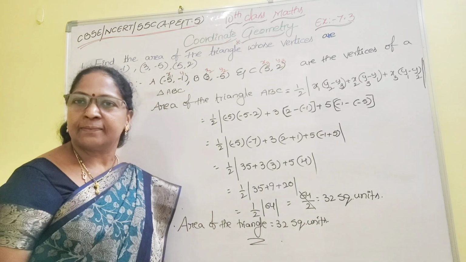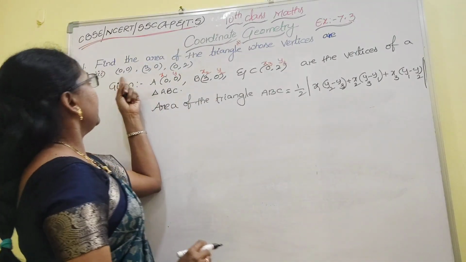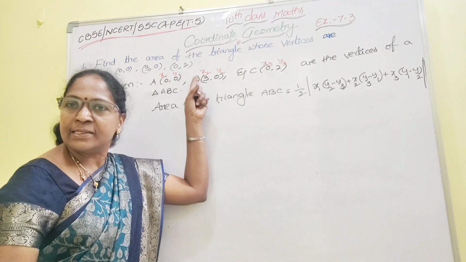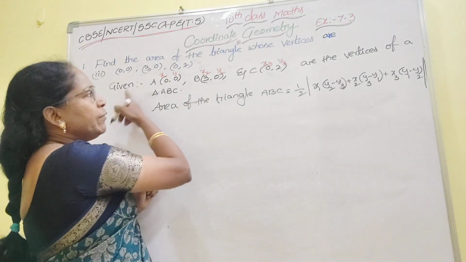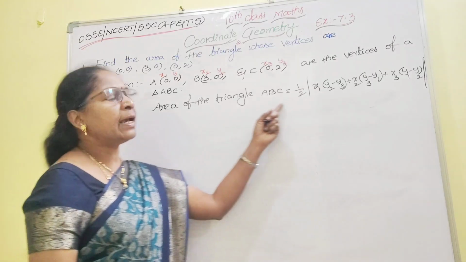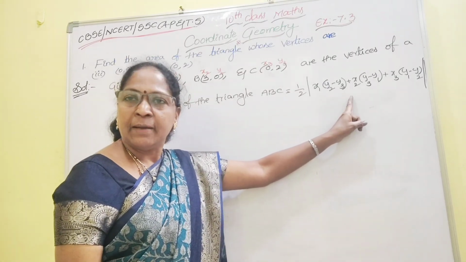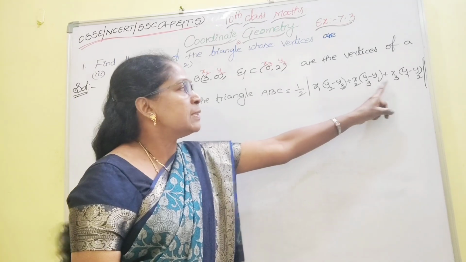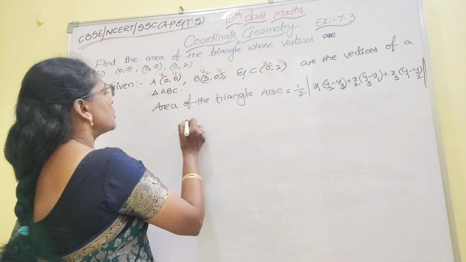This is the answer. Next bit in this problem, again three vertices. These three are the vertices of a triangle. Again you have to find out the area of the triangle. Write down: given A, B, C are the vertices of a triangle, and area of the triangle ABC equals half modulus x1 into (y2 minus y3) plus x2 into (y3 minus y1) plus x3 into (y1 minus y2). That is the formula. Now substitute the values.